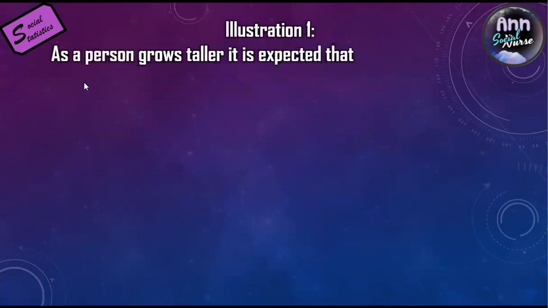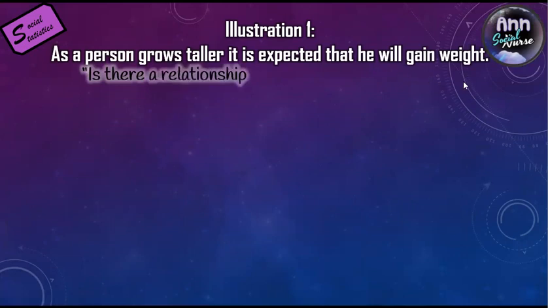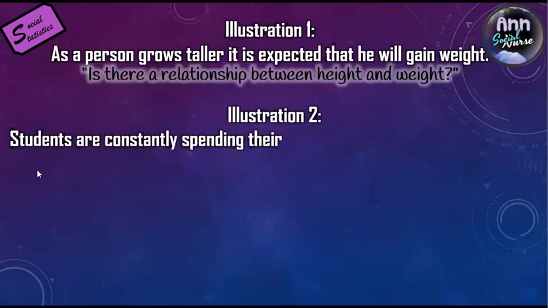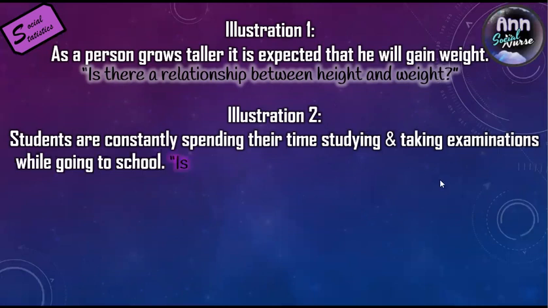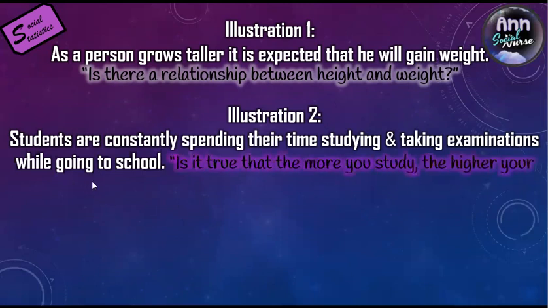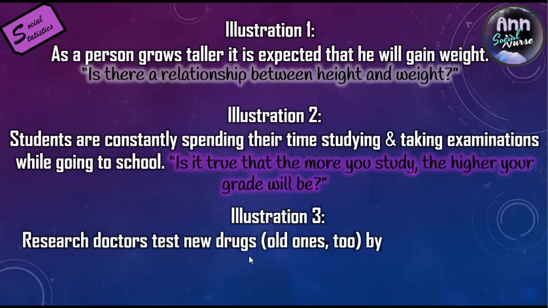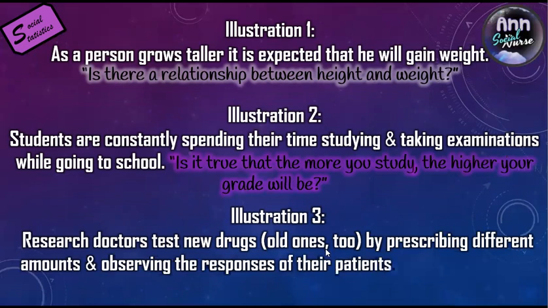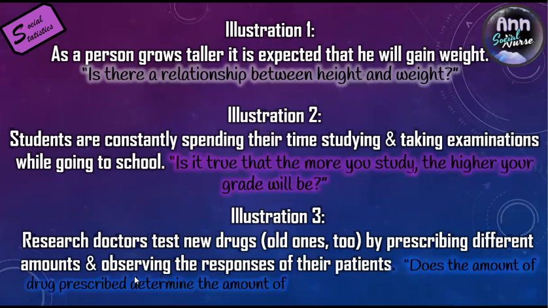Illustration. First, as a person grows taller, it is expected that he will gain weight. Is there a relationship between height and weight? Second illustration. Students are constantly spending their time studying and taking exams while going to school. Is it true that the more you study, the higher your grade will be? So imagine this bivariate pairing, so two variables. Next illustration. Research doctors test new drugs like the COVID-19 vaccine, old ones too, by prescribing different amounts of drugs and observing the responses of their patients. Does the amount of drug prescribed determine the amount of recovery time needed by the patient?